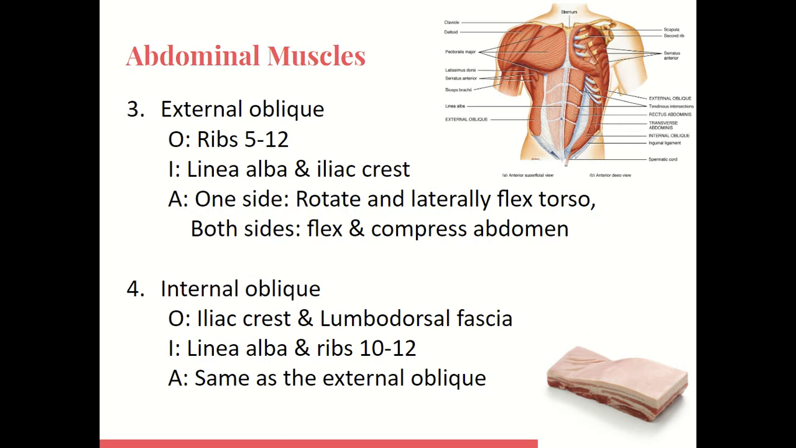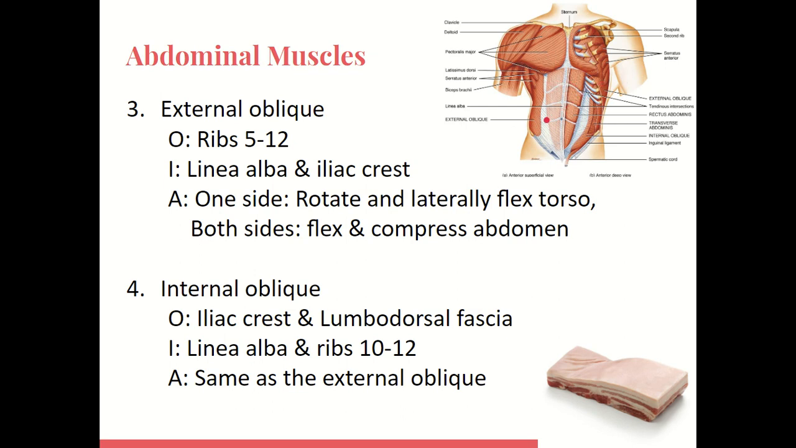Okay, so the next muscles, the external oblique and the internal oblique. We'll go ahead and talk about these together. These two muscles are given the name oblique because they run at an oblique angle. So far we've had a rectus abdominis that went vertically, and we had a transverse abdominis that went horizontally. The obliques run at an oblique angle, so they kind of run diagonally across the sides.